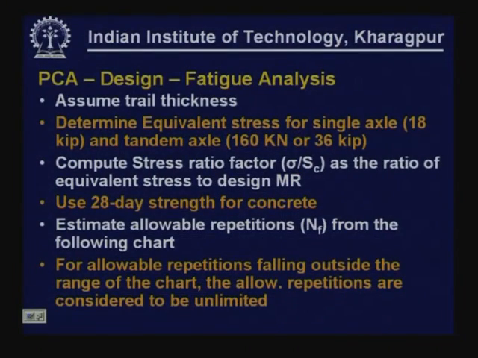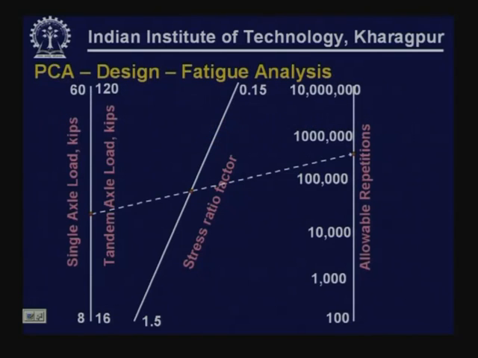We estimate allowable repetitions NF from the following chart, which will be shown in the next slide. For allowable repetitions falling outside the range of the chart, it is assumed that the allowable repetitions are infinite. This is the chart that we are going to use to find out, for a given axle load, whether single or tandem, how many repetitions the slab can sustain.